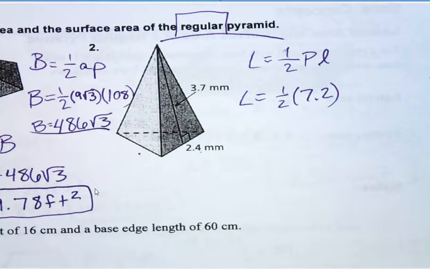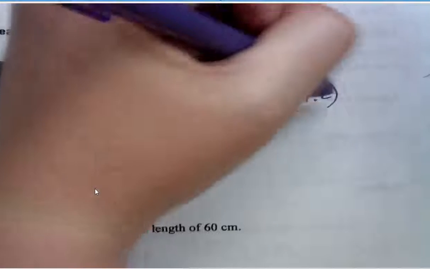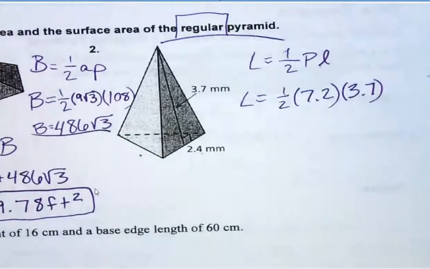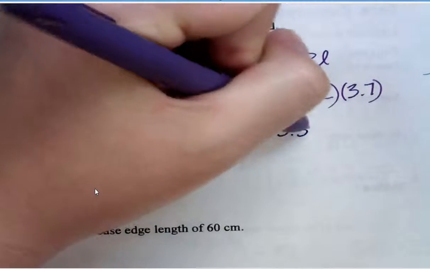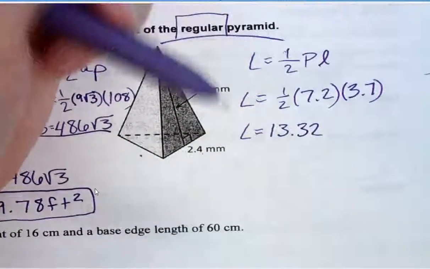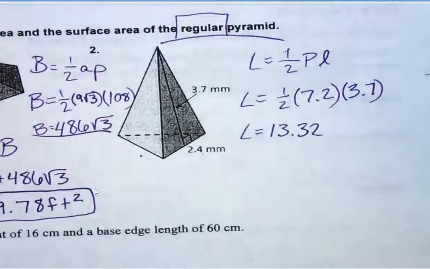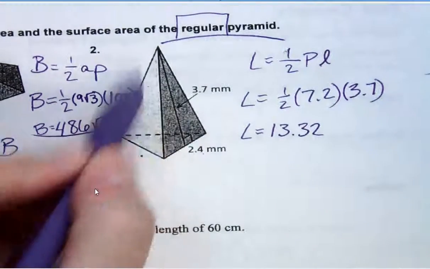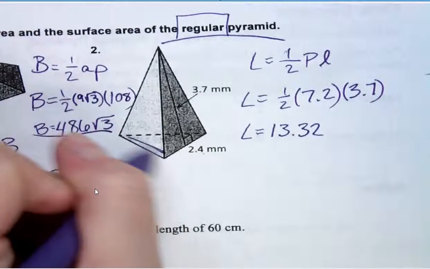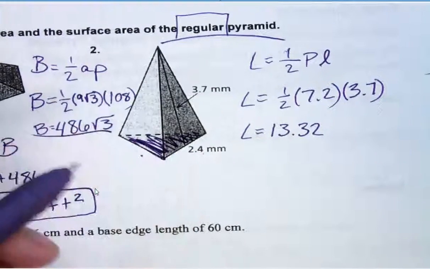And then our slant height is 3.7. So got a lot of ugly decimals. How fun. And then I get, when I wrote down, 13.32. I think that's right. If I'm wrong, feel free to correct me. 13.32 is going to be our lateral area. So that, again, is everything but the bases. That's all of this stuff up here. We don't have the area of the base yet.